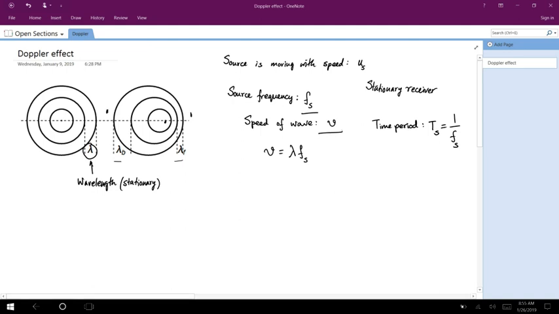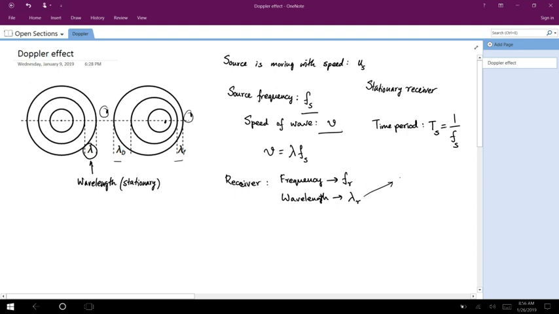And then once we have a receiver or an observer, let's call that a receiver. The receiver will receive a frequency. The frequency received will be Fr, and the wavelength received, we will call lambda r. Now you can see that depending on whether the receiver is up here or down there, this lambda r is going to be different.